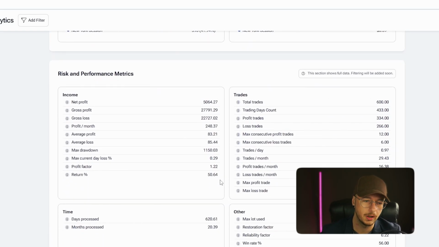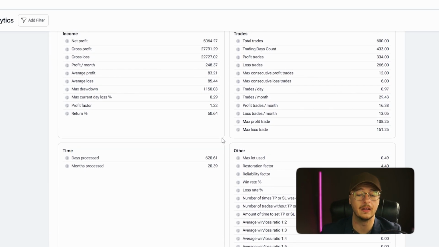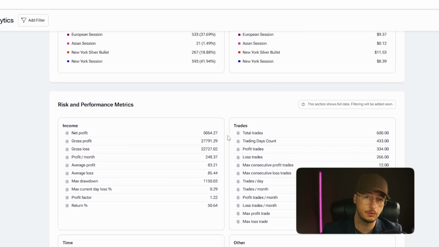And if we come just below here, we can see risk and performance metrics, and here you can see obviously loads of numbers, and it can be quite confusing. But let me just highlight a few that I tend to look at and that help me improve my strategy. So if I come down, I can see obviously the net profit, but a net profit I've already seen. I can see the gross profit and the gross loss that we don't need to pay attention to.